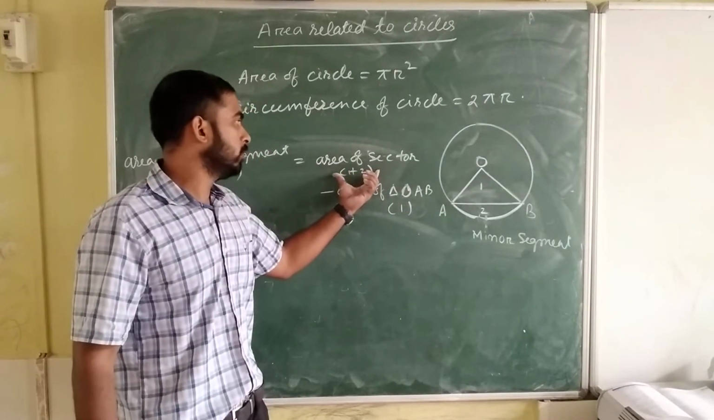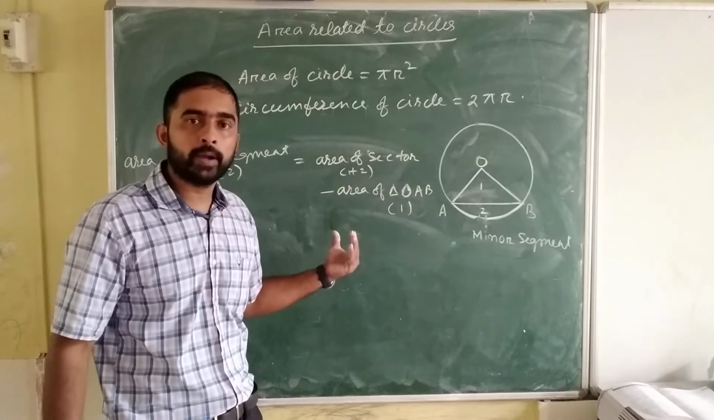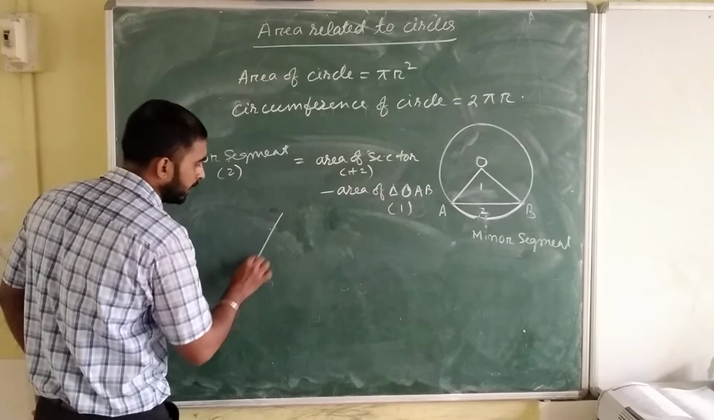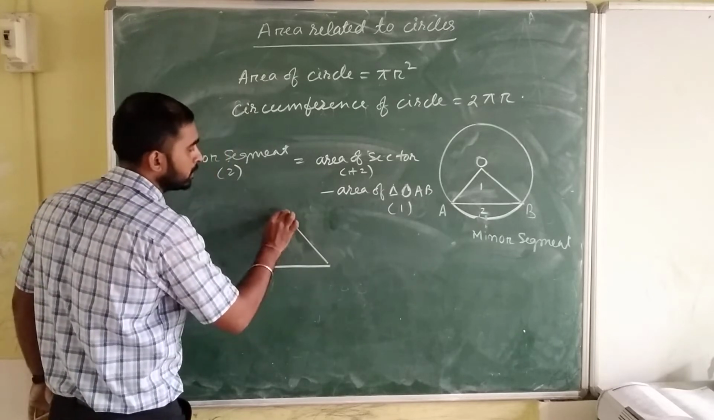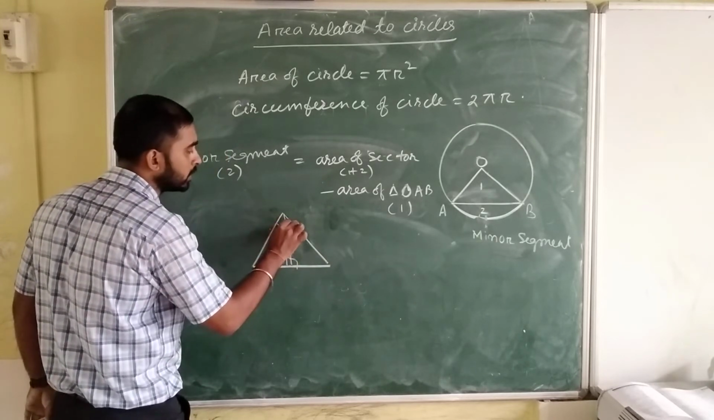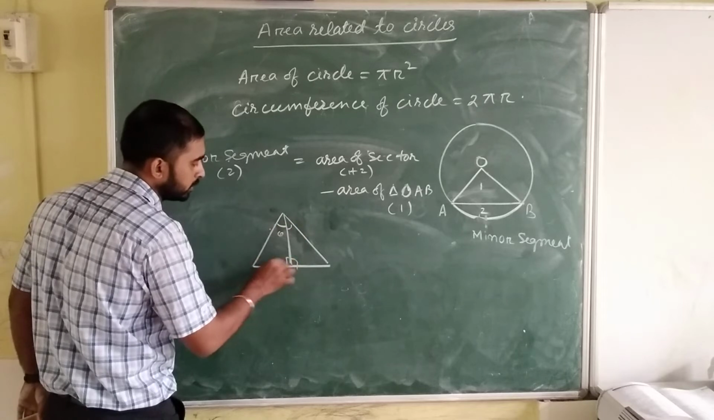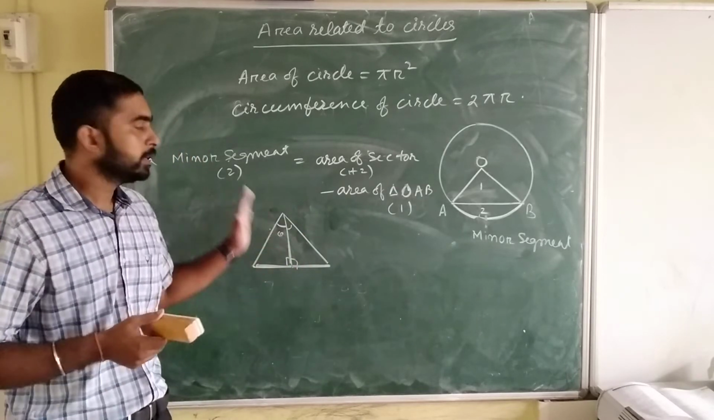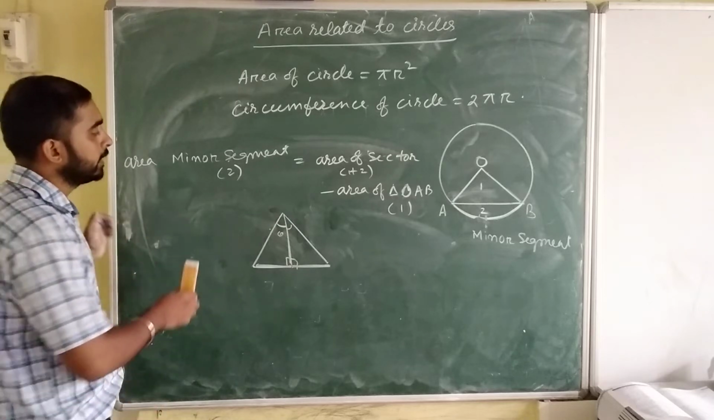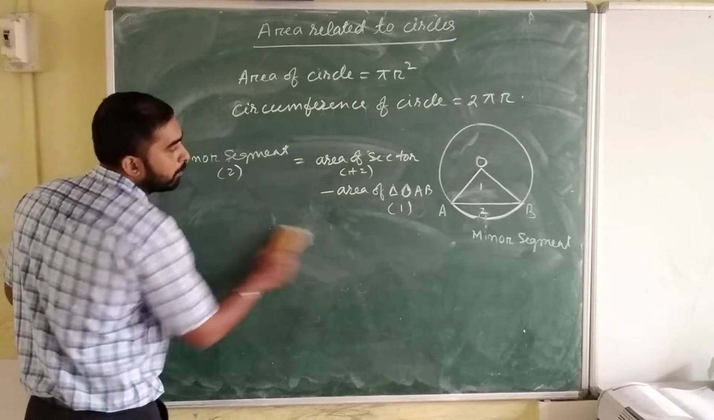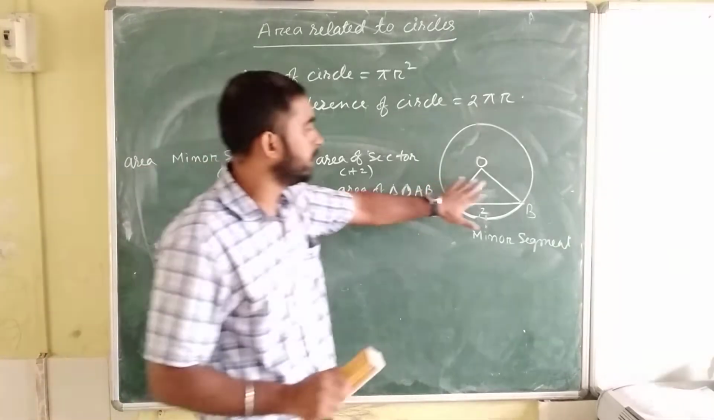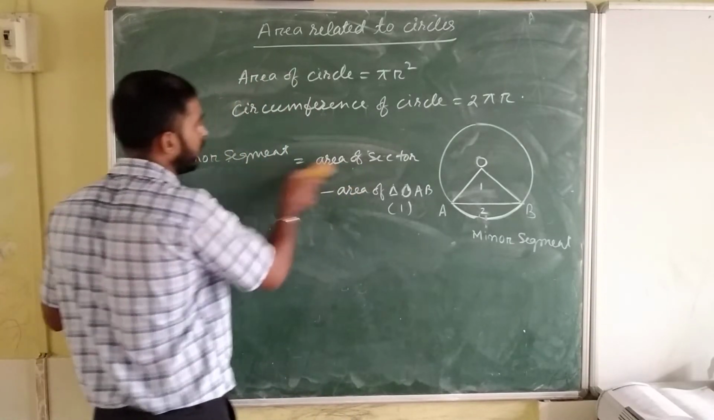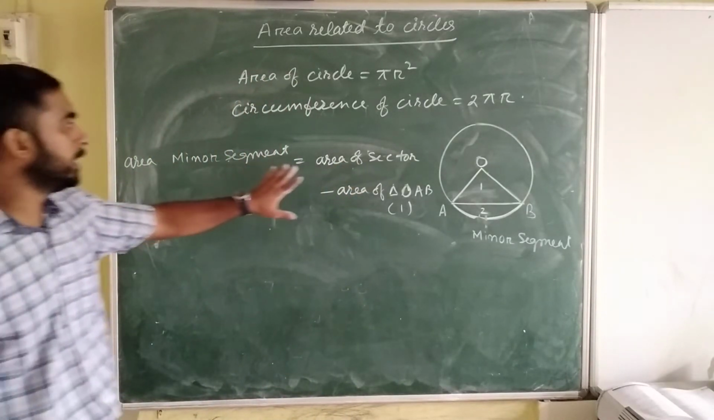The area of the sector we all know: theta by 360 pi r square. But here in the book, they find the area of the triangle this way: they draw a height, then use trigonometry to find this one, double it, and then find the area using half into base into height. That is correct, but it is a long process. Now here I give the formula by which we can find the area of this triangle easily in 2 or 3 steps.